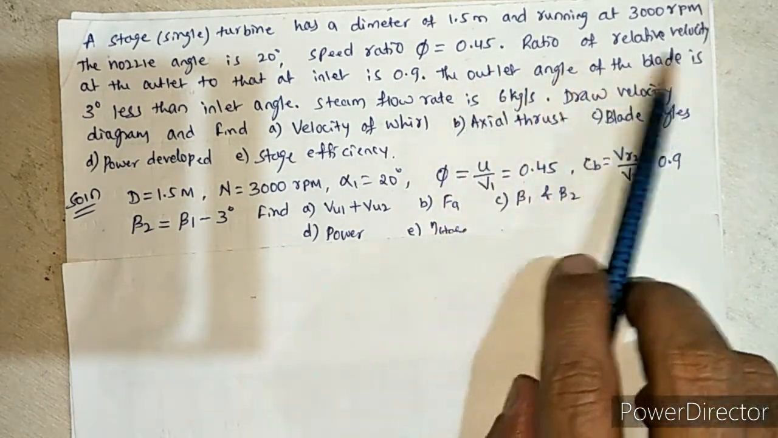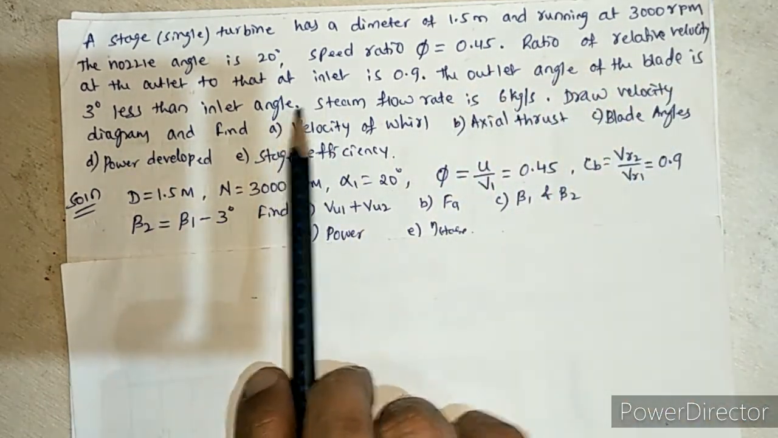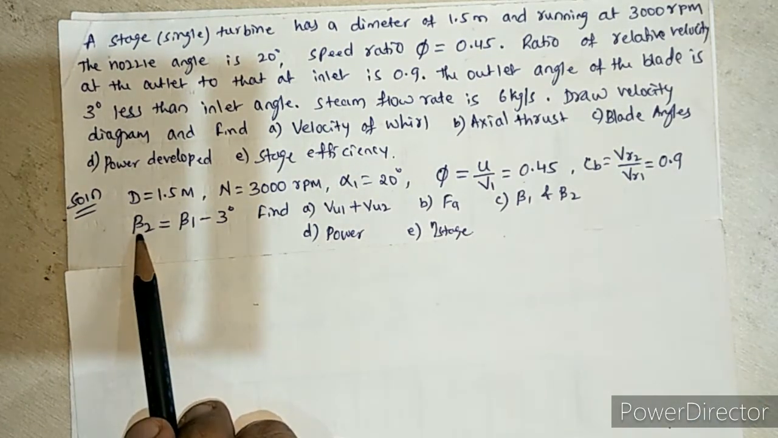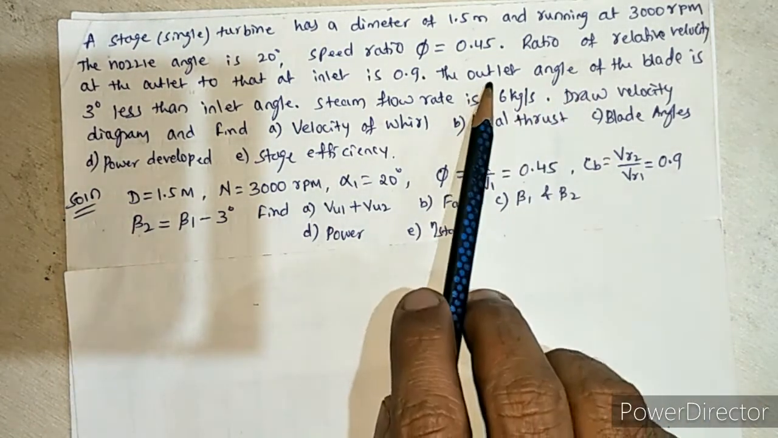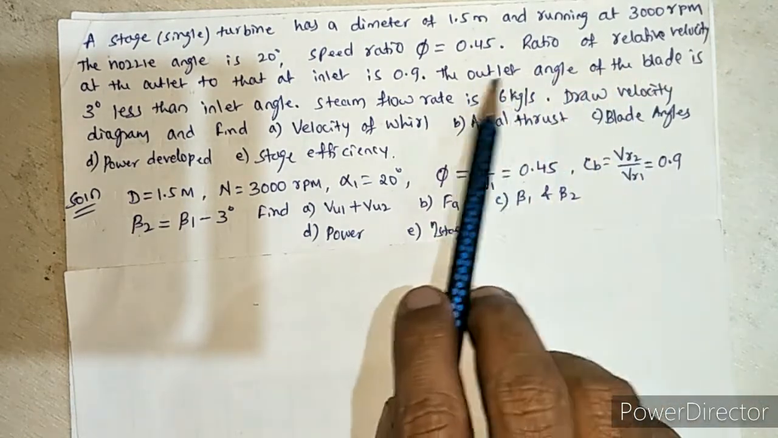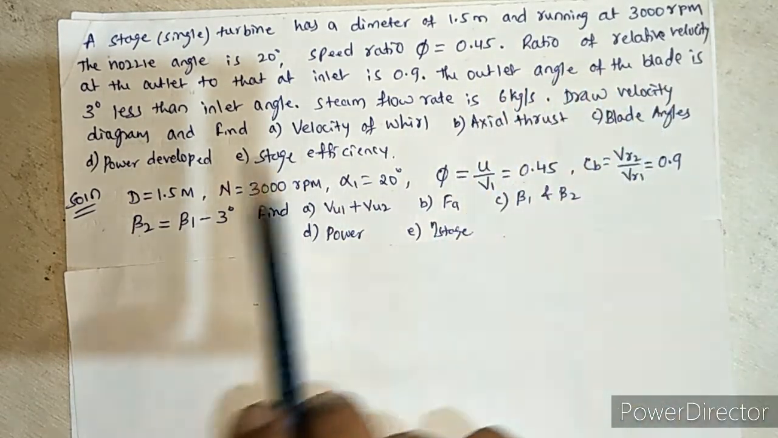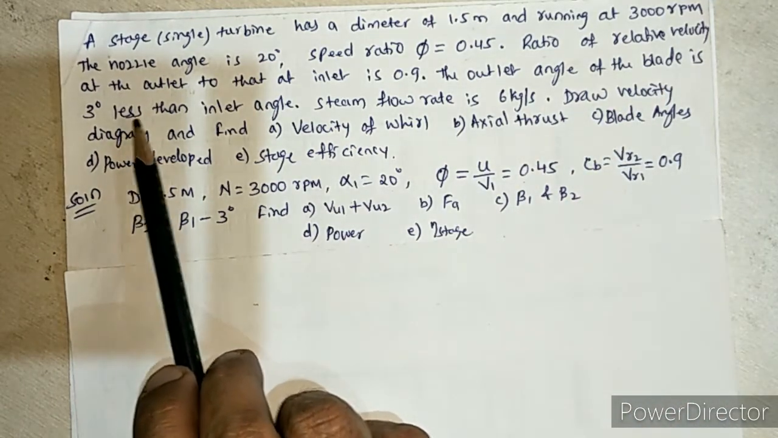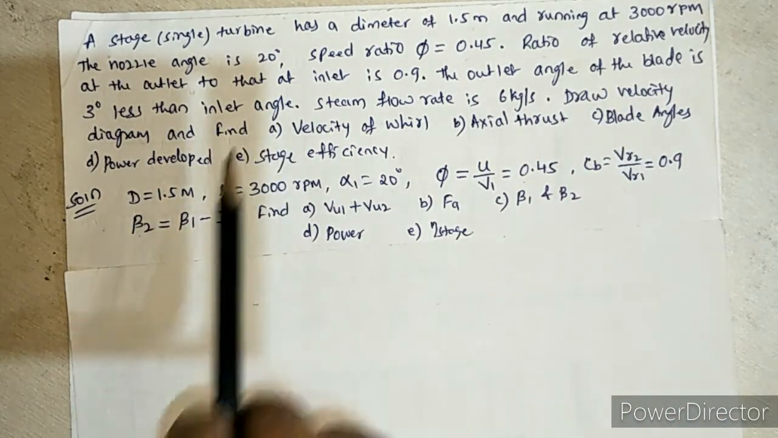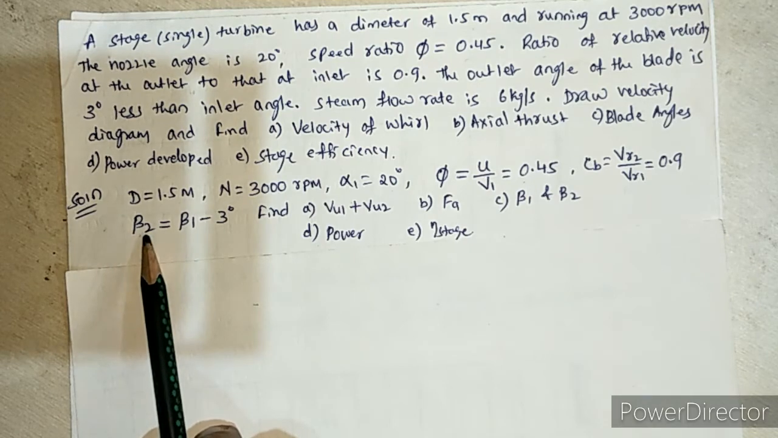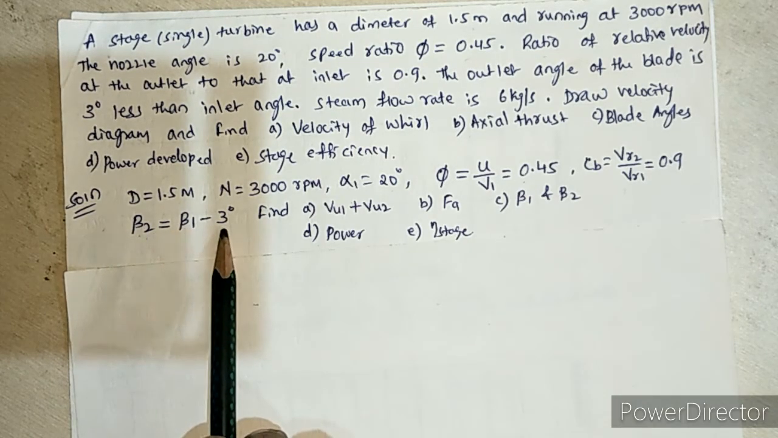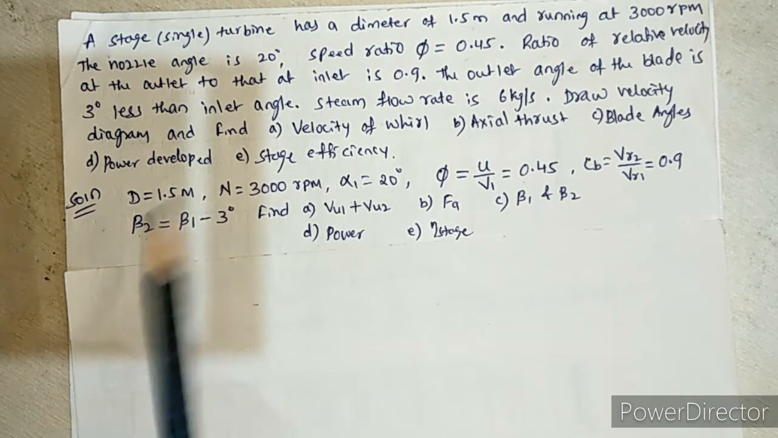The outlet angle of the blade is 3 degrees less than the inlet angle. So here one more condition is given. The outlet angle is beta 2, the outlet angle of the blade, and that is 3 degrees less than the inlet angle. So we can say that beta 2 is equal to beta 1 minus 3 degrees.